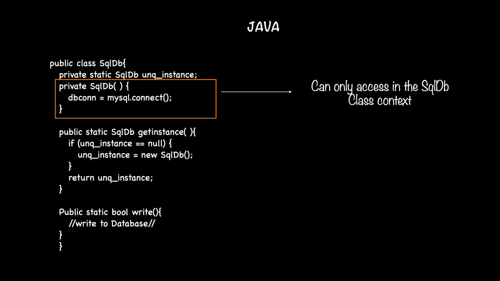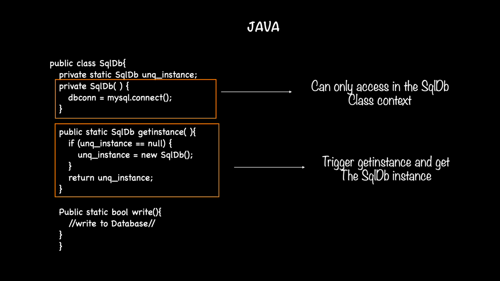Let's see the other method, getInstance. This method is checking if we have a unique instance variable. If not, go trigger the constructor and generate an instance for me and store it in the unique instance variable. So, whenever next time you try to call the getInstance method, since we already have an instance of SQLDB stored in the unique instance variable, it will just return it.